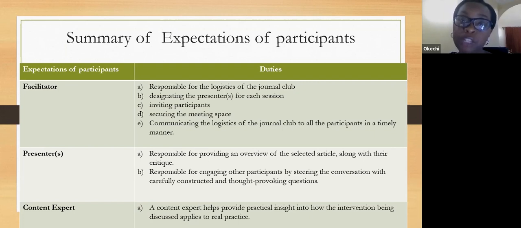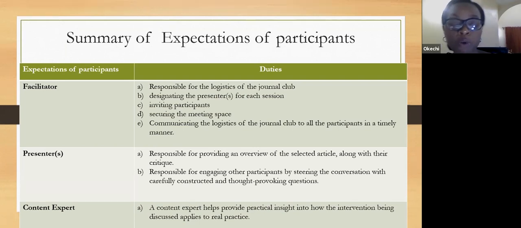designating the presenter for each session, inviting the participants as we've been invited today, securing the meeting space, which we have on Zoom right now, communicating the logistics of the journal club to all the participants in an organized manner. Then the presenter will be there, responsible for providing an overview of the selected article like I'm doing now, and engaging other participants also in the meeting.